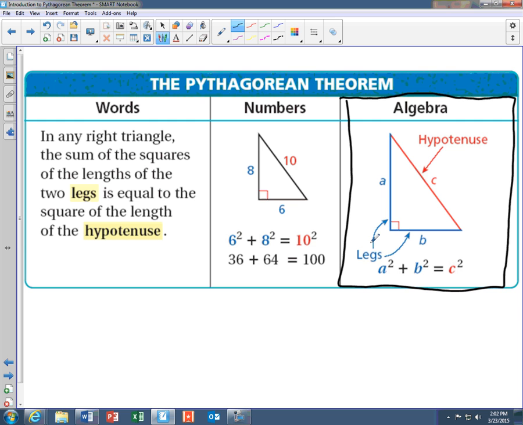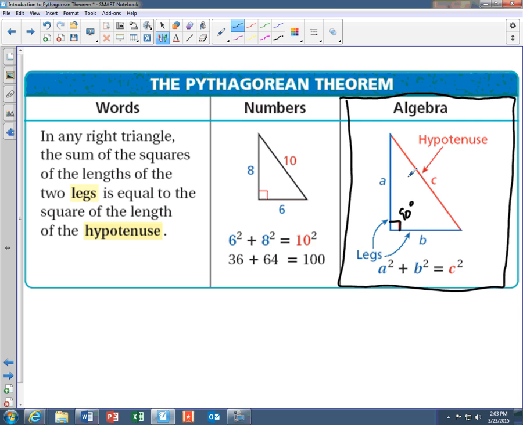Now, we have three sides of a right triangle. This has to be a right triangle. It's indicated by this square in the corner. That means that this is 90 degrees. Oops, not 90%, just 90 degrees. Let me start that over. 90 degrees. Okay? Now, in a right triangle, we have an A side, a B side, and a C side.